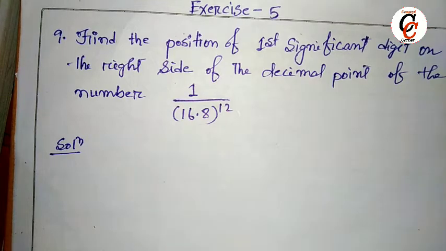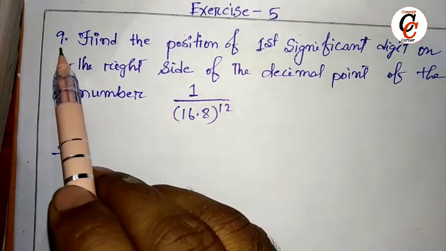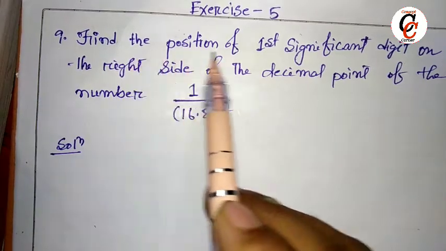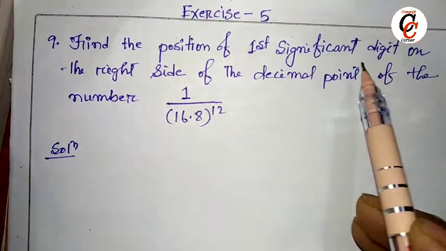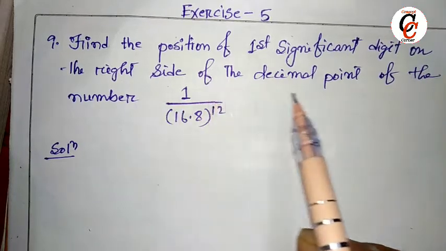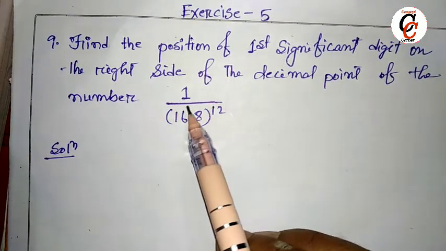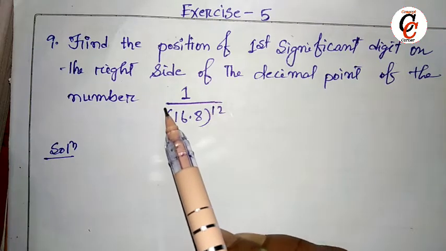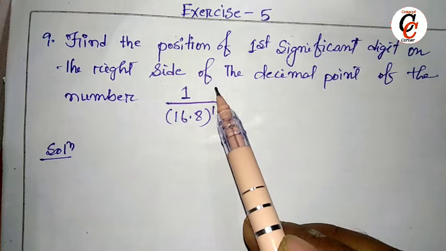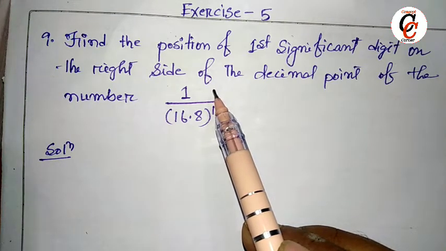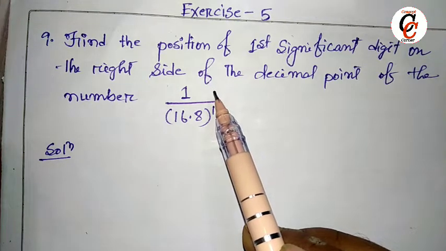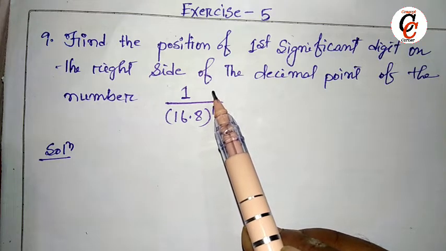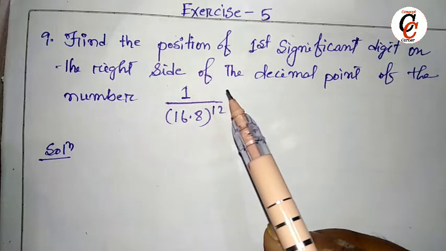Dear students, let's continue our exercise 5. Question number 9. Find the position of the first significant digit on the right side of the decimal point of the number 1 by 16.8 to the power 12. We have to find the position of the first significant digit on the right side of the decimal point. That means the position of the first non-zero digit to the right side of the decimal point.